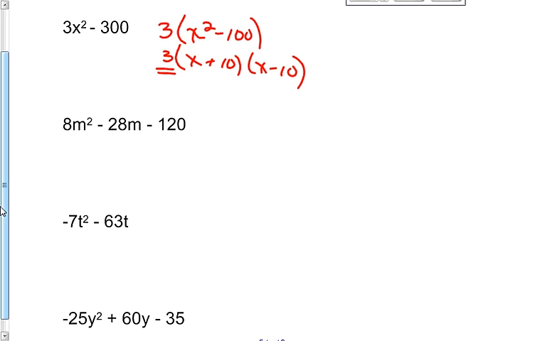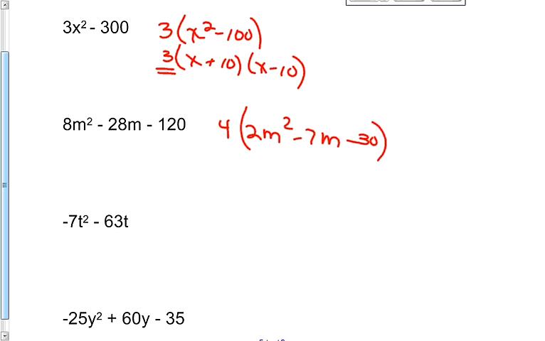8m squared minus 28m minus 120. What do those all have in common? 4. Take the 4 out. 2m squared minus 7m minus 30. Now we have an AC like we just worked on.